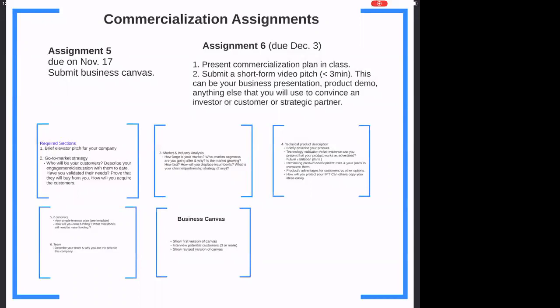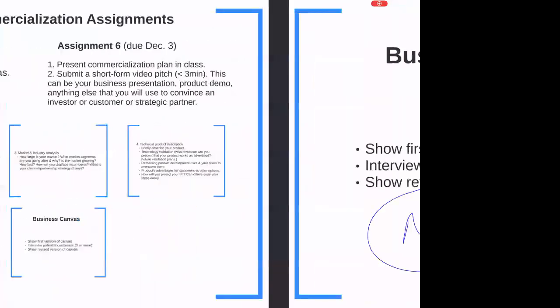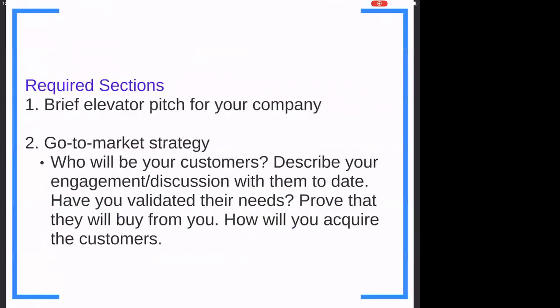Essentially, the goal of the business presentation or a product, it can be a product demo, it can be a presentation, anything else that you can use to convince an investor or a strategic partner to participate with you, to support you. The sections that are required, and this is important because this is new, and I will present it now, and if you have questions, please ask me.